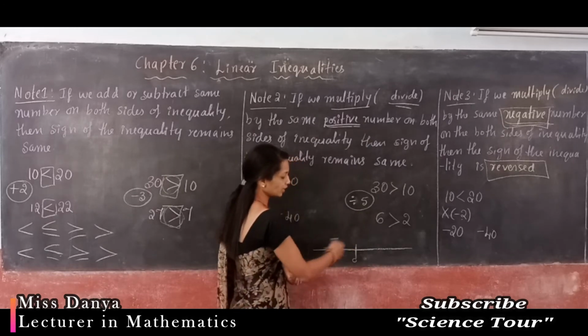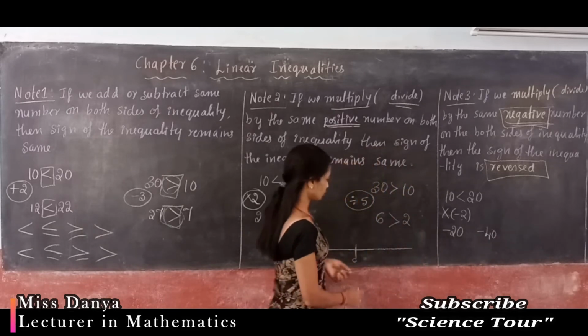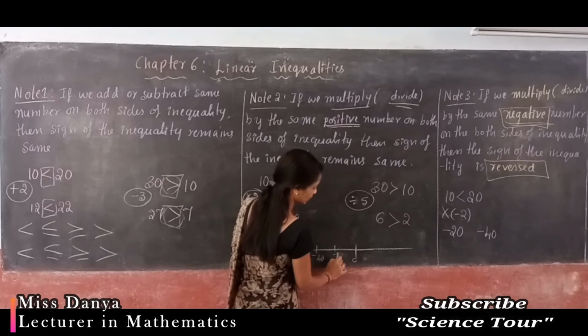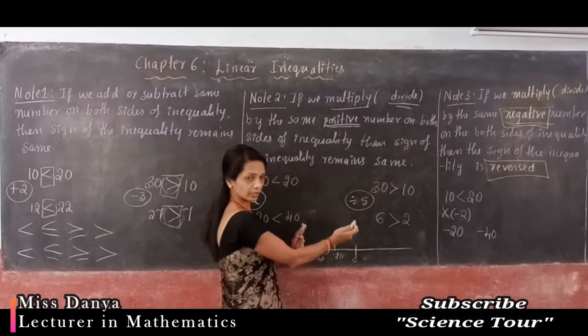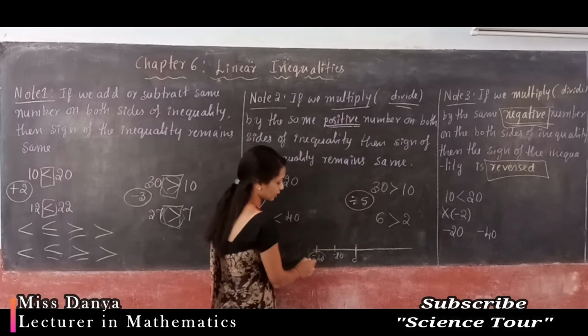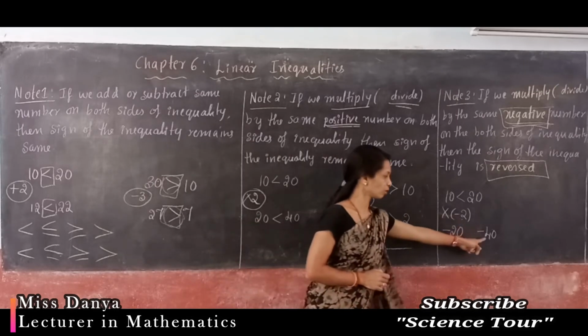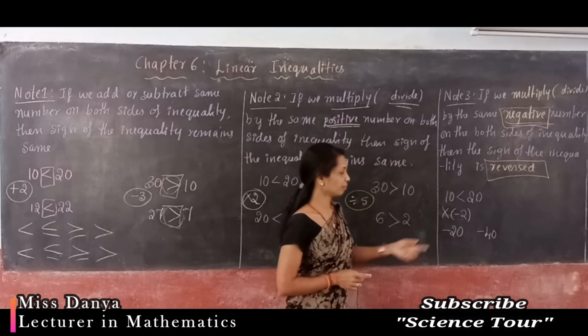Okay, so on the number line, which number comes first among these two? Minus 40, right? Suppose minus 40 is here and minus 20 is here. If you move from the left side to the right side, the first number you get will be the smaller number. So minus 40 is the smaller number, and minus 20 is larger than that.